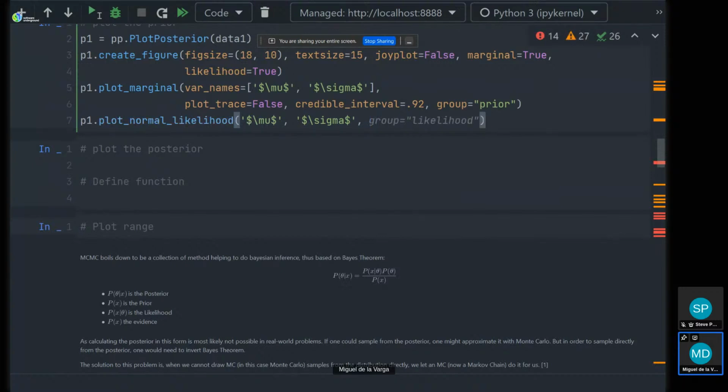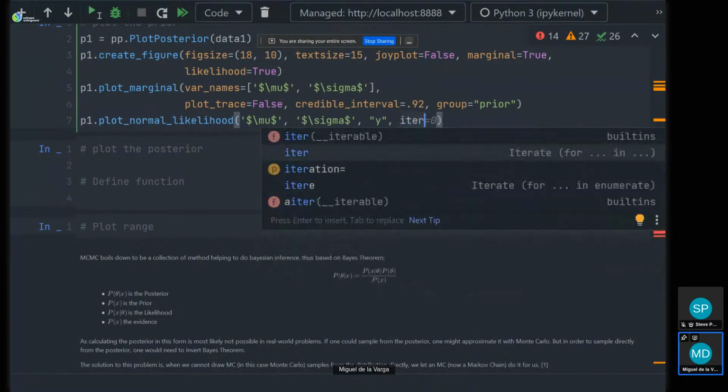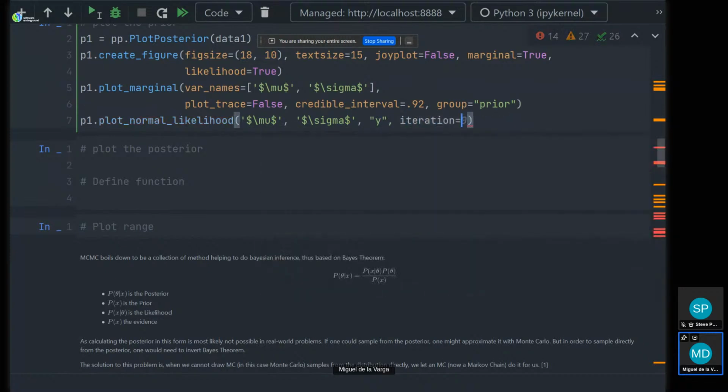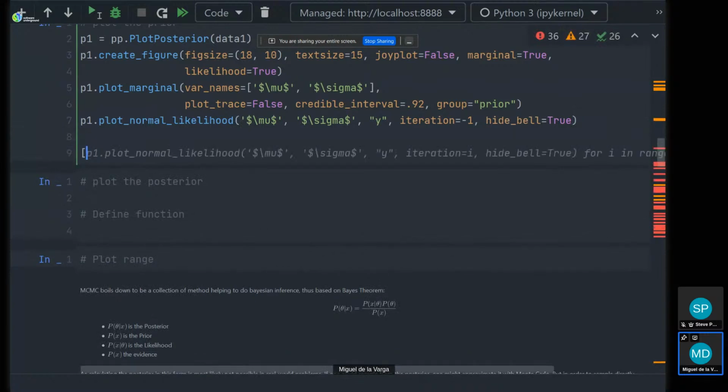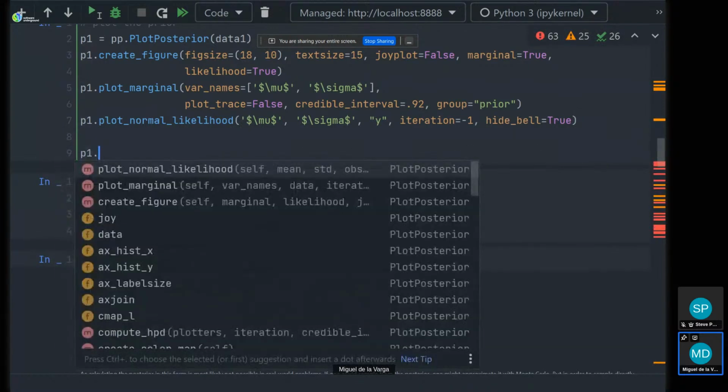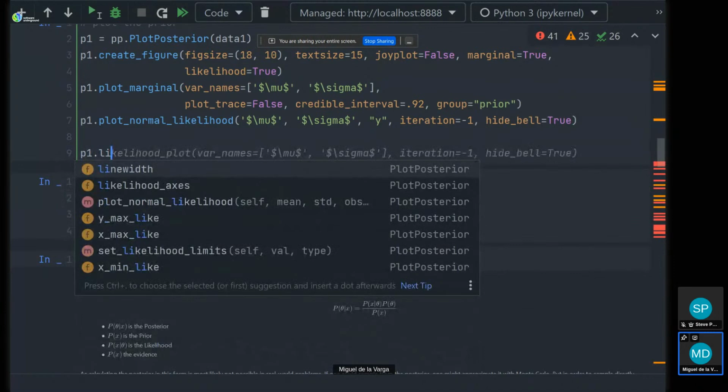here we also add what we have to use to choose the iteration, and height. Okay, and the last argument will just be likelihood.